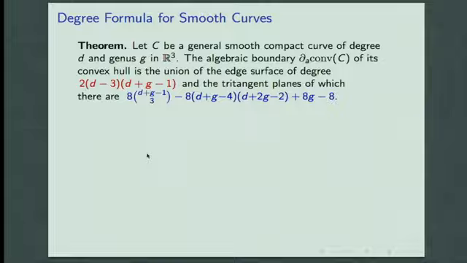Then the algebraic boundary of the convex hull is a surface. It's given by a polynomial in x, y, and z, say with rational coefficients. And it has two parts, a red part, which we call the edge surface, and a blue part, which we call the tritangent planes. And the edge surface is a surface of this degree, 2 times (d minus 3) times (d plus g minus 1). And then there are those triangular faces, and we count them by counting tritangent planes, complex tritangent planes, and the expected number is this blue number.